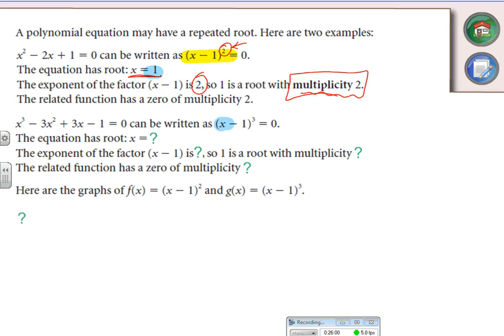If we factored this one here, and we came up with x minus 1 cubed, that equation has only one root of, again, 1. But because it is cubed, there's going to be 3 of those same factors. It's going to have a multiplicity of 3, or 3 zeros at the same x-intercept.